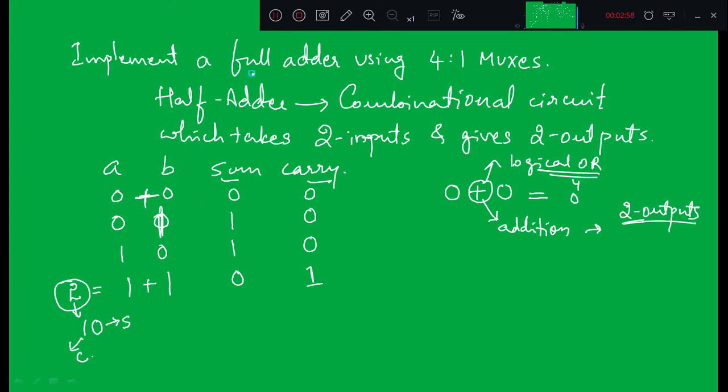So now if I consider the full adder, what is full adder? It will take 3 inputs, right? So this third input is not an external input, but it is the carry generated by the previous addition. Okay, the third input here, in case of full adder, is the carry generated by the previous addition, right? So now with this information we will write the truth table for full adder.